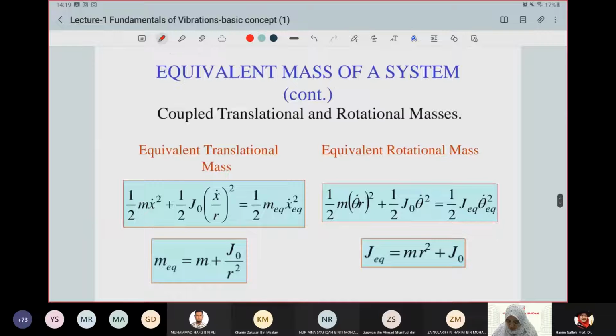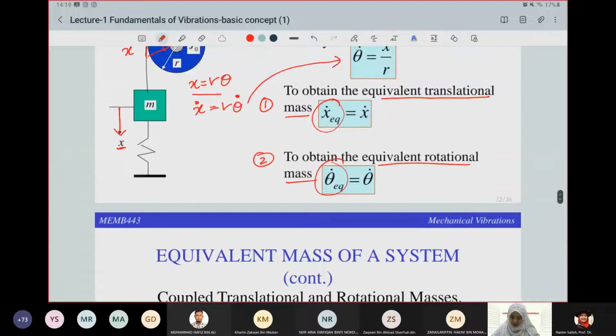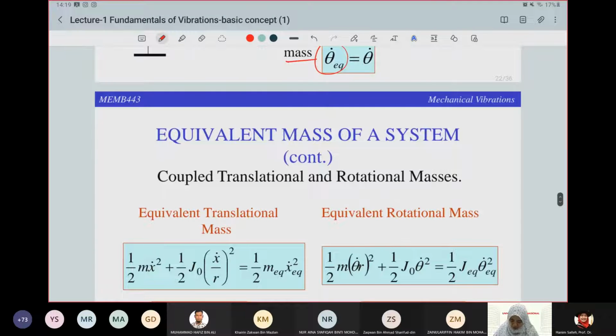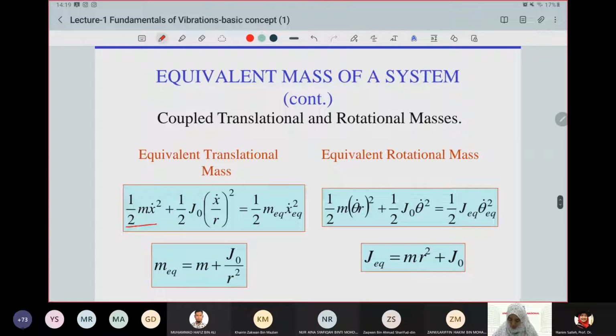Okay, so you have to write, there are two types of mass. One is the m, and one is the J naught. So in energy it's easy. You just identify the element. You have m and J. So write the energy equation for m and J. So you write for m, half m x dot square, and for J, half J naught theta dot square. Okay, it's equivalent to half m equivalent x dot square.